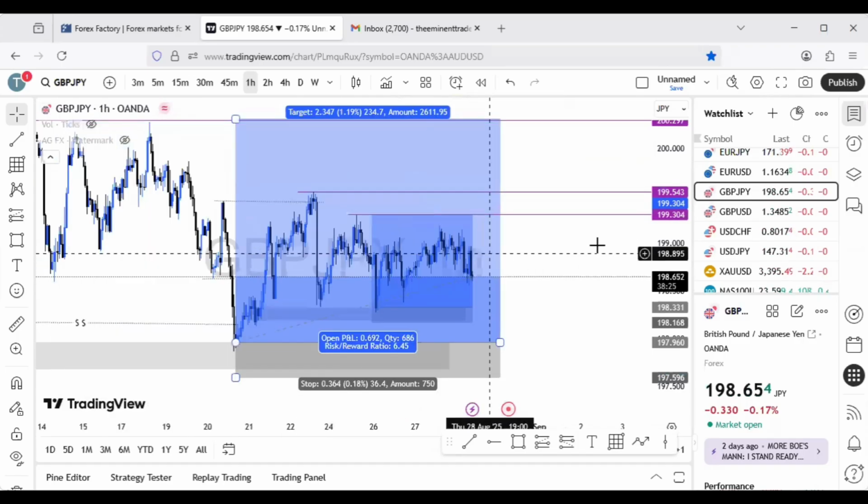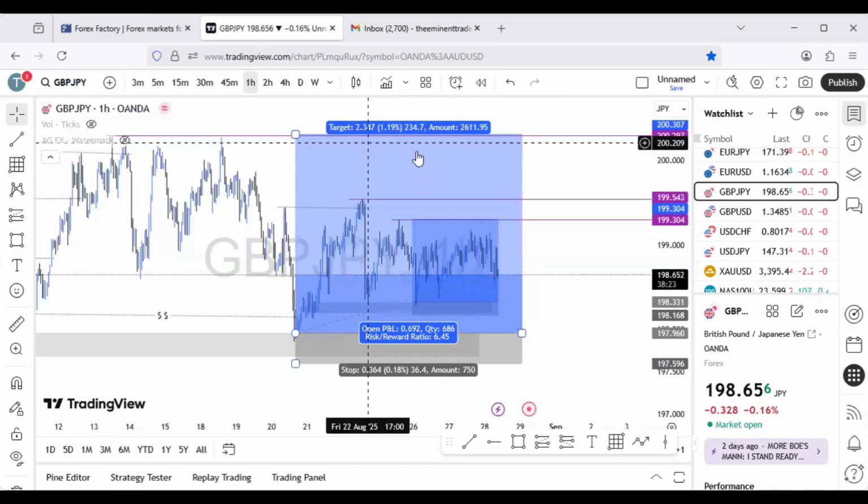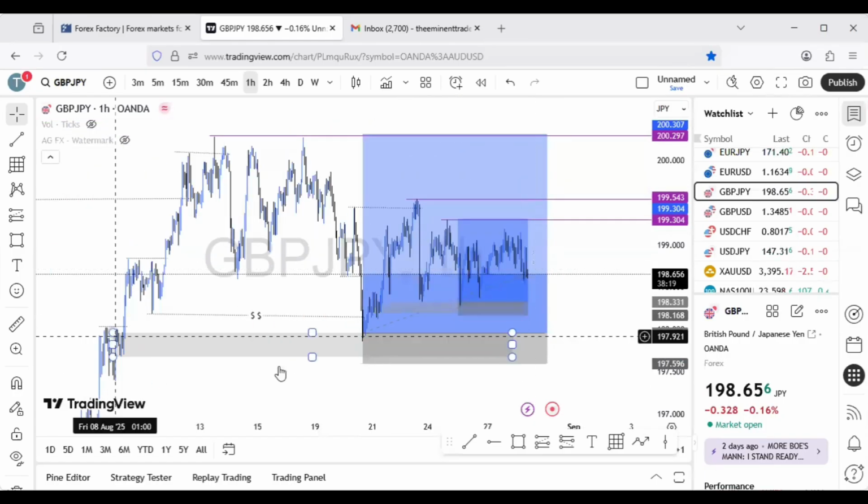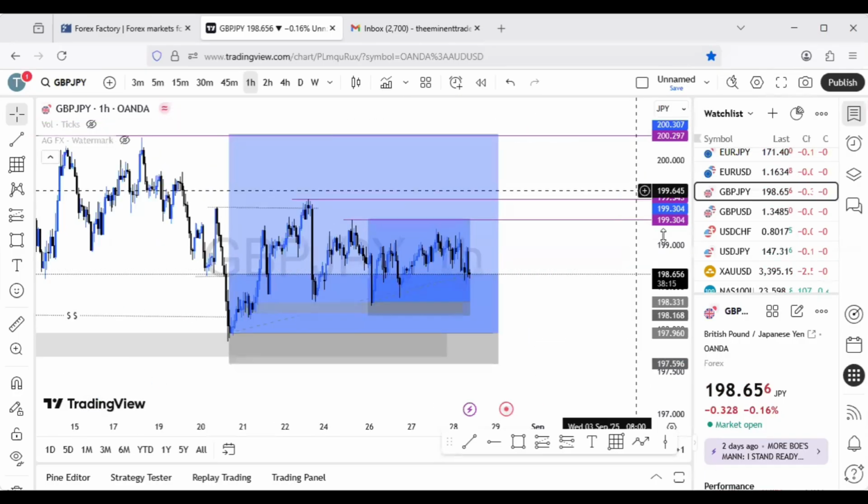But then let's see how that goes, sharp. But I still expect it to get into this area eventually. As long as this protected level is unmitigated, it should get to that side.